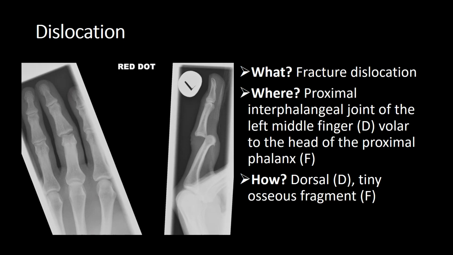So what is it? It's a fracture dislocation, where it's the proximal interphalangeal joint of the left middle finger. That's the dislocation. And then it's volar to the head of the proximal phalanx, and that's your fracture. So how? It's dorsal for the dislocation, and then there's a tiny osseous fragment with regards to the fracture.